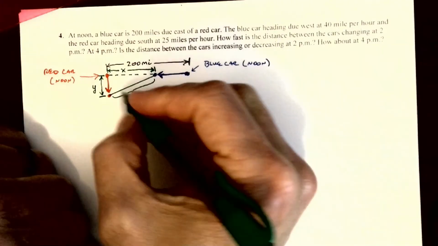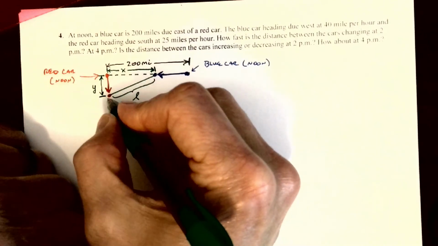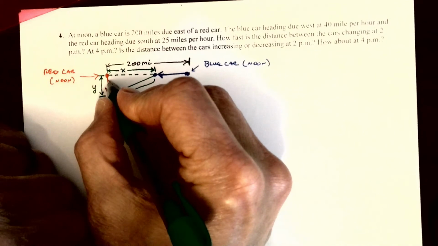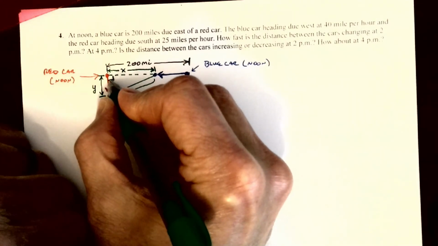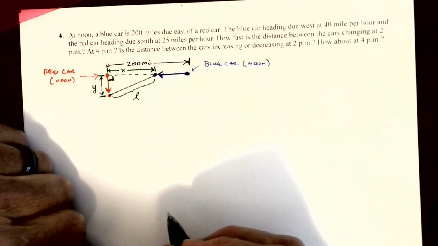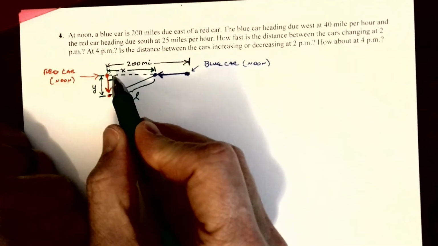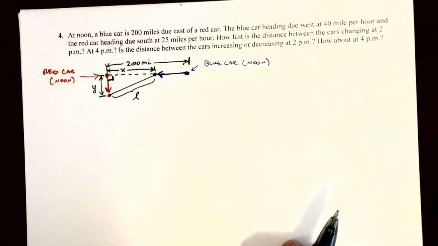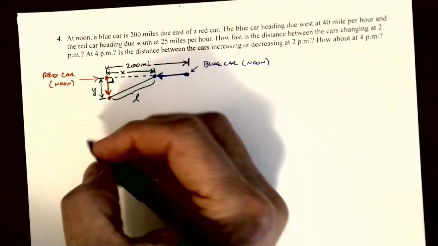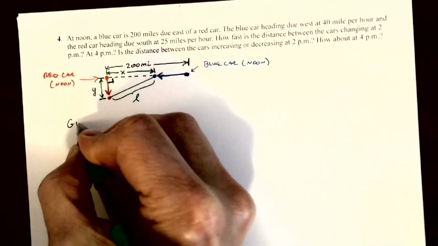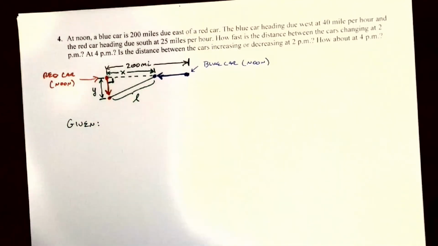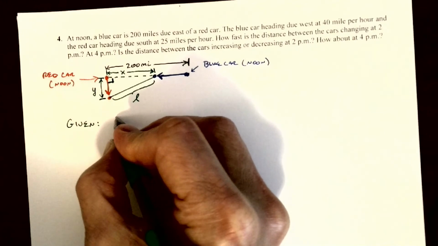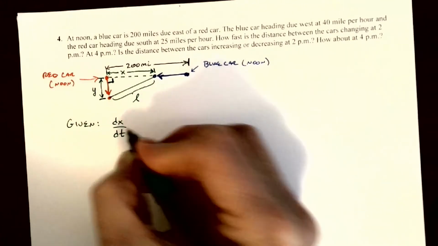Okay. Well, do you see something here? I hope you see a triangle with a right angle here, because if you're traveling due west and then you turn south, that's a 90-degree turn. So we have a right triangle. And so let's talk about information. What are we given? What rates are we given? Well, we're given two, actually. We're given dx dt and we're given dy dt.